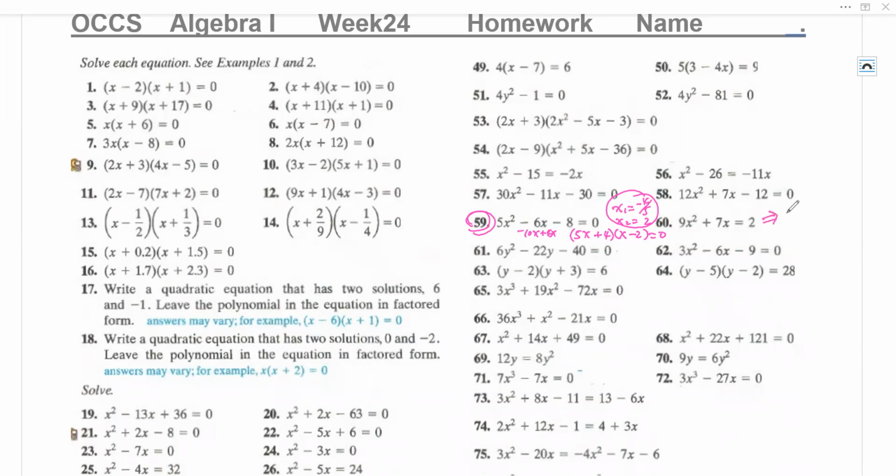See 60. So this one should also be easy, right? So you can go to 9x, and you need a positive 1 and negative 2. So 9x squared, 9x negative equals 7x and negative 2. So one of the solutions is 2 over 9. The second solution is negative 1 for 60. Okay.